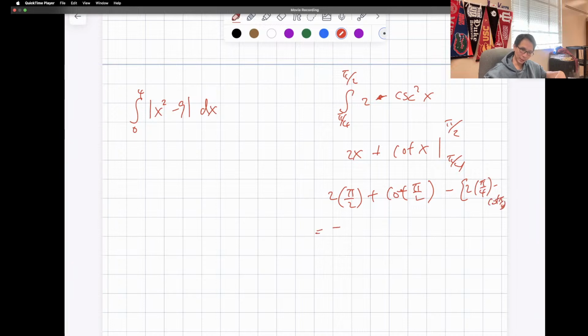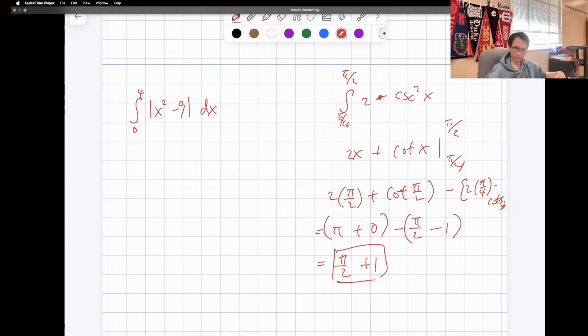I think this is a pi plus. What's cotangent of pi over 2? I think 0. Minus pi over 2, and minus, what's cotangent of pi over 4? It's 1. So that's going to be pi over 2 plus 1. Is that 32? Yeah. Pi over 2 plus 1.